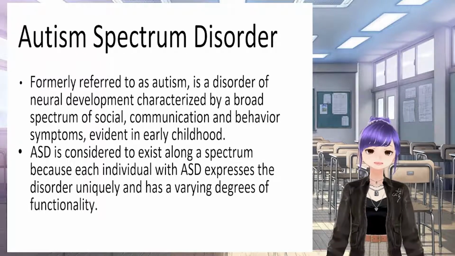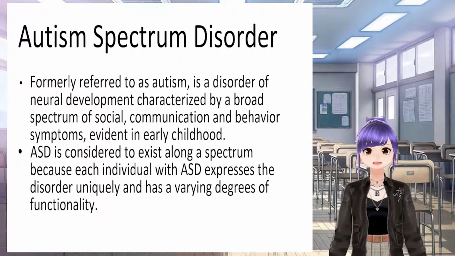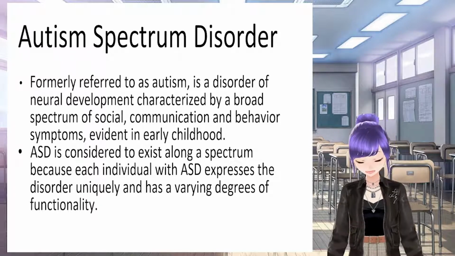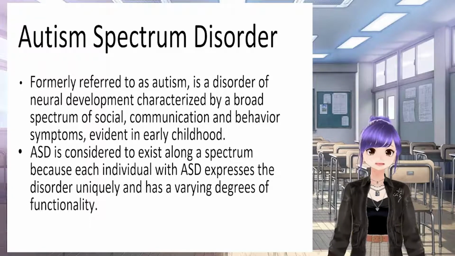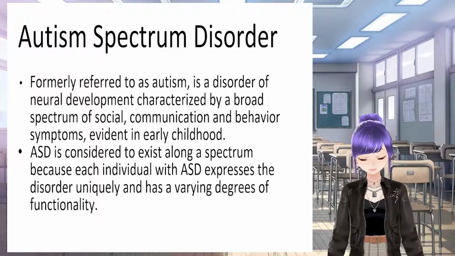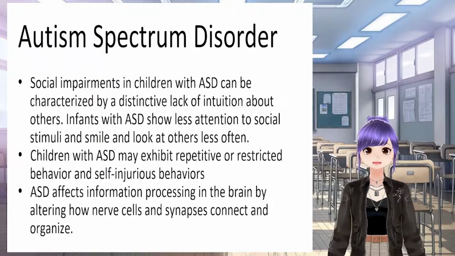It is a disorder of neural development characterized by a broad spectrum of social communication and behavior symptoms, as evident in early childhood. ASD is considered to exist along a spectrum because each individual with ASD expresses the disorder uniquely and has varying degrees of functionality.